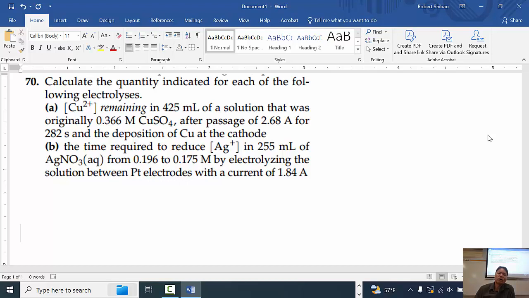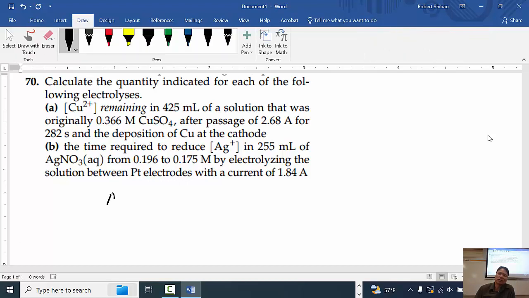The time required to reduce silver ion. So I already know we're reducing silver ion. So silver ion plus an electron. Reduction is gain, RIG. This is going to silver metal. So this is the reaction here. And so we want the time required in 255 milliliters of silver nitrate from 0.196 molar to 0.175 molar by electrolyzing the solution between platinum electrodes with a current of 1.84 amps.